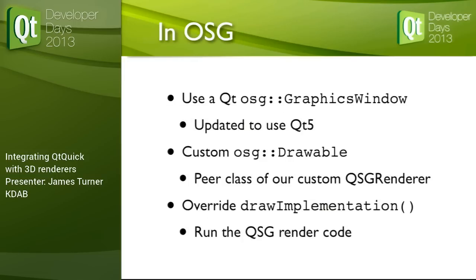But to give you the applied example, in OSG, there's this OSG graphics window. We actually had to update it to use Qt 5 rather than Qt 4, but that was OK. We have a thing called an OSG drawable, which is just a thing that can be drawn by OSG. We have our custom renderer, and we make the draw implementation of our OSG drawable kick off all the rendering, and all that batching and rendering that QtQuick is going to do.